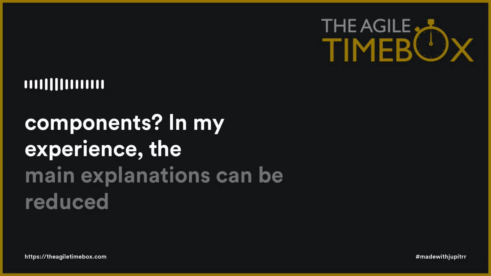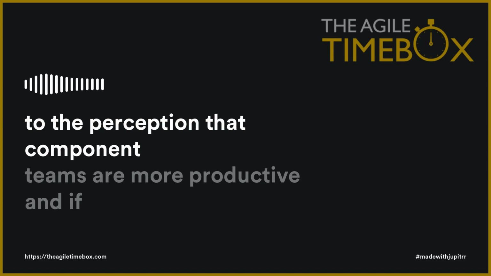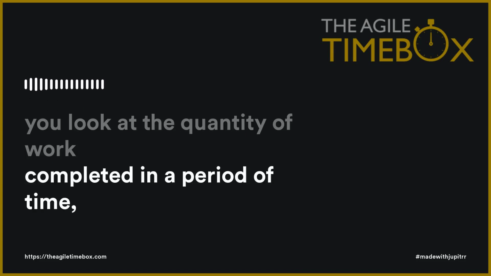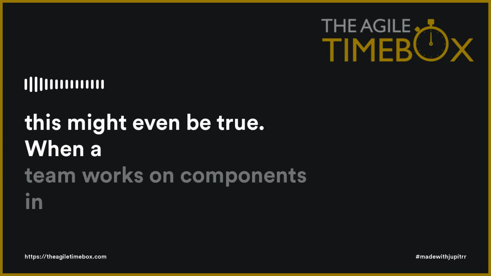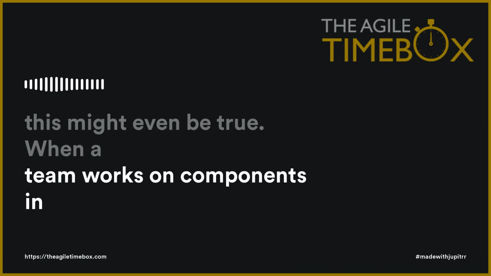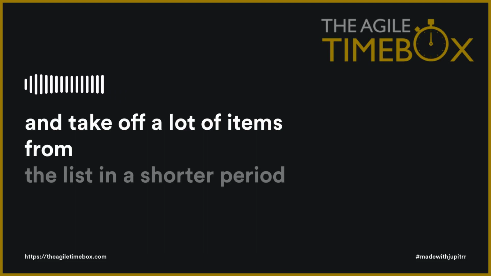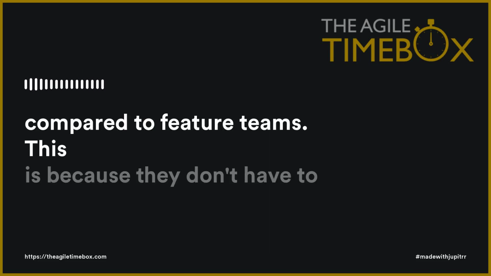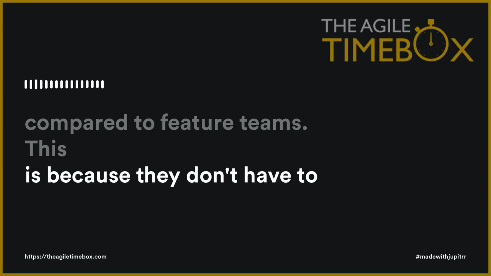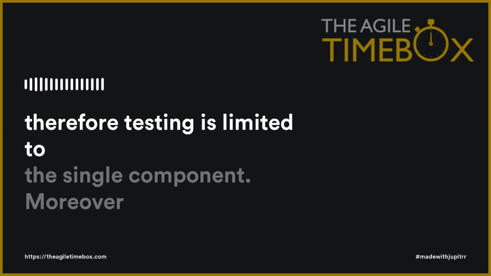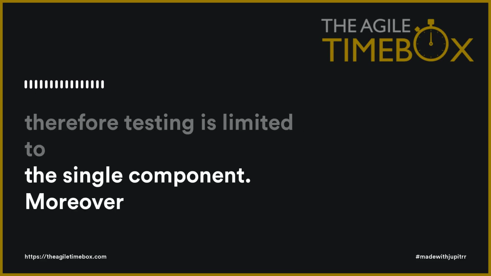In my experience, the main explanations can be reduced to the perception that component teams are more productive. And if you look at the quantity of work completed in a period of time, this might even be true. When a team works on components in isolation, they can finish their portion of the work more quickly and tick off a lot of items from the list in a shorter period compared to feature teams. This is because they don't have to worry about integration, at least not at the development stage, and therefore, testing is limited to the single component.